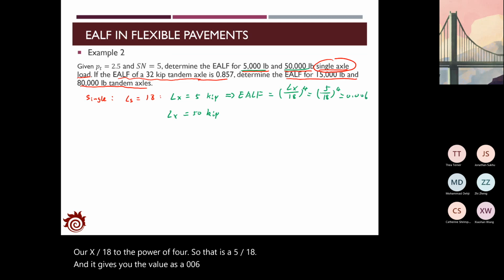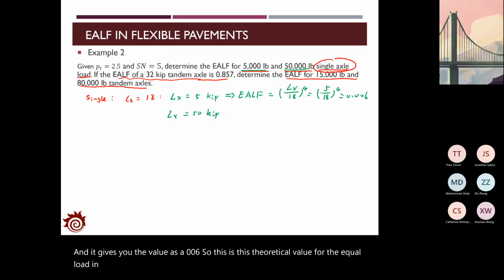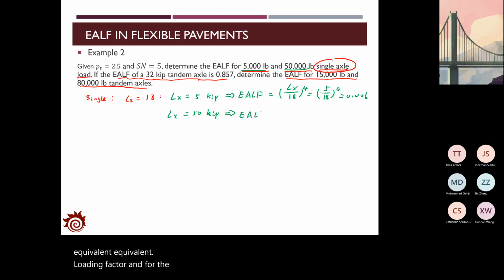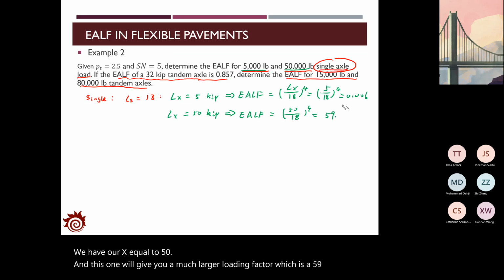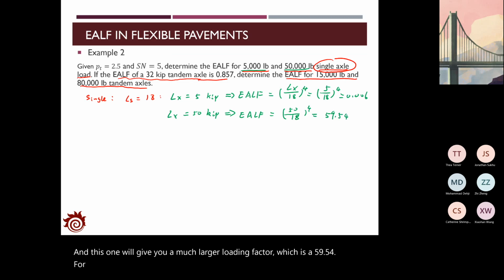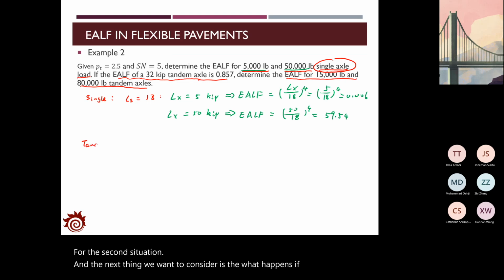This is the theoretical value for the equivalent loading factor. For the second one, we have LX equal to 50, and this will give you a much larger loading factor, which is 59.54 for the second situation. The next thing we want to consider is what happens if it's a tandem axle.